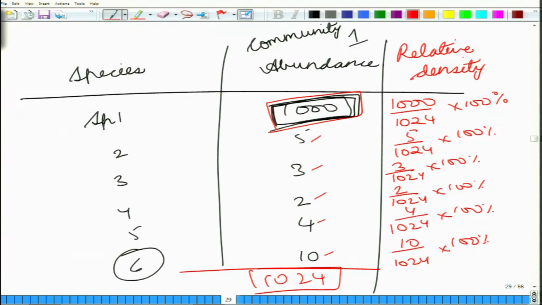So, when we are talking about the relative density, we are asking this question: what is the number of individuals that are present in a particular species as a fraction of the total number of individuals of all the species that are there in this particular community.